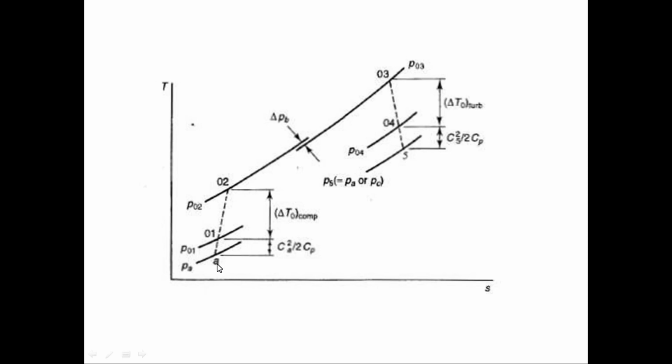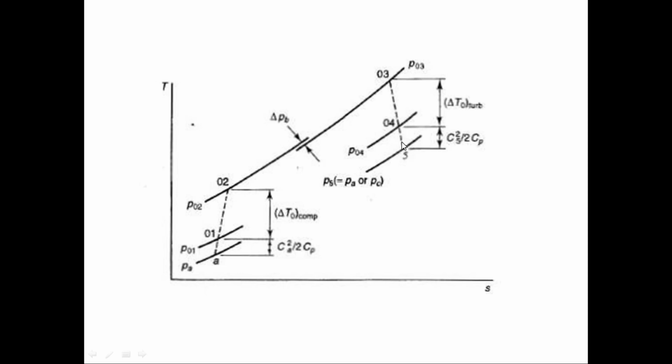State A is going to represent the inlet state, and from state A to 01 is the intake, more likely a diffuser. From state 01 to 02 is the compressor, and from 02 to 03 is the combustion chamber. Delta PB is the pressure loss taking place in the combustion chamber. From state 03 to state 04 is the expansion in the turbine, and from state 04 to 05 is the expansion in the nozzle.